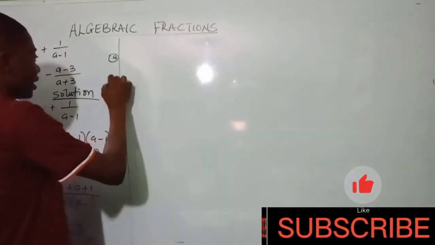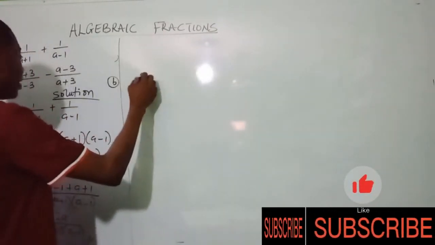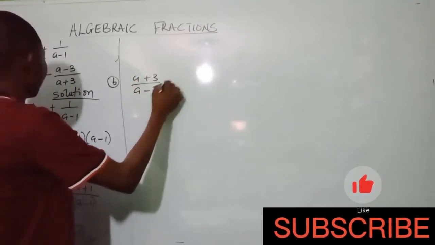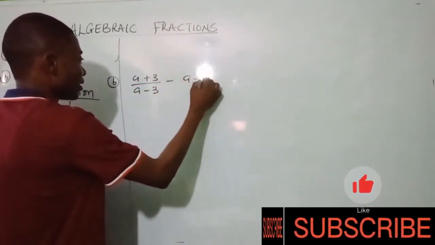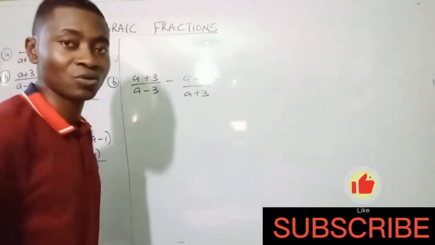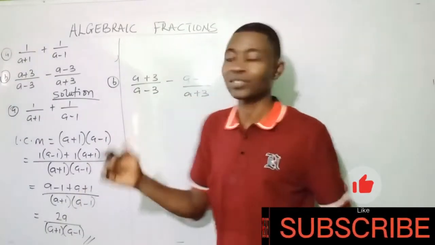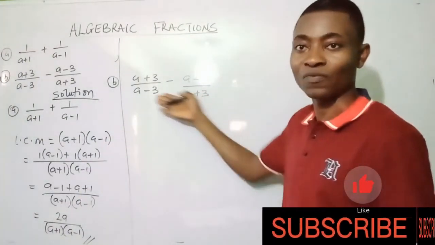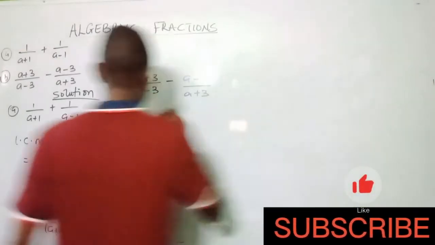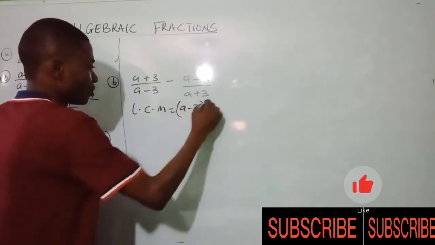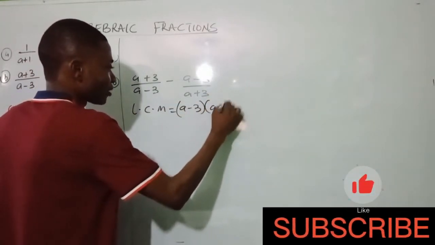Let's say that is b now. Okay, so a plus 3 over a minus 3 minus a minus 3 over a plus 3 here. So what do we do now? When we have a question like this, we're going to again find the LCM. What is the LCM of this? The LCM of this will be a minus 3, a plus 3.